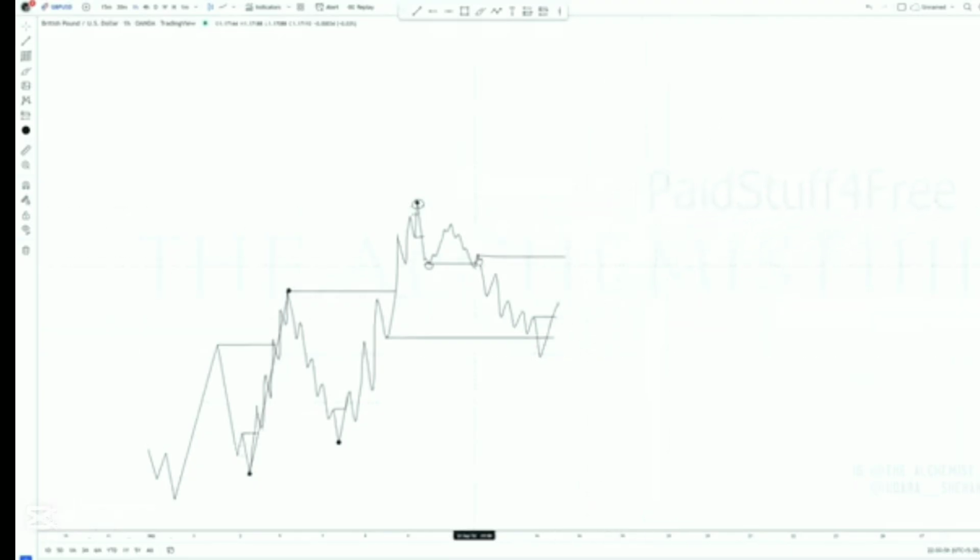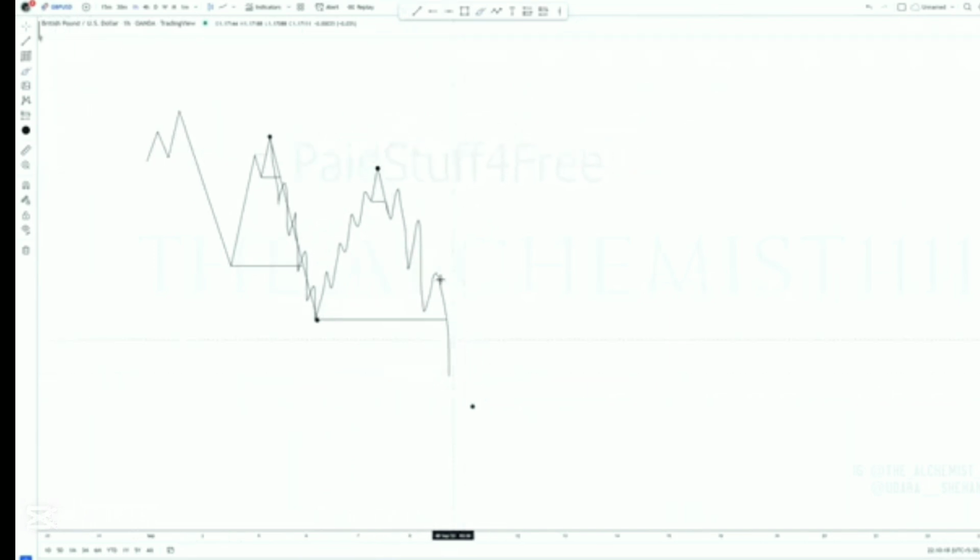Now I'll show you examples next. Let me delete this. So same thing in the opposite way. What's the major breakout structure we have in here? Bearish, right? So the major breakout structure is bearish.